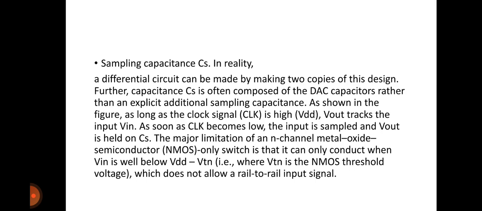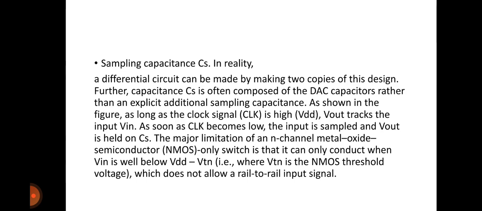Here is the sampling capacitance, CS. In reality, a differential circuit can be made by making two copies of this design. Further, capacitance CS is often composed of the DAC capacitors rather than an explicit additional sampling capacitance. As long as the clock signal CLK is high, Vout tracks the input Vin. As soon as CLK becomes low, the input is sampled and Vout is held on CS.